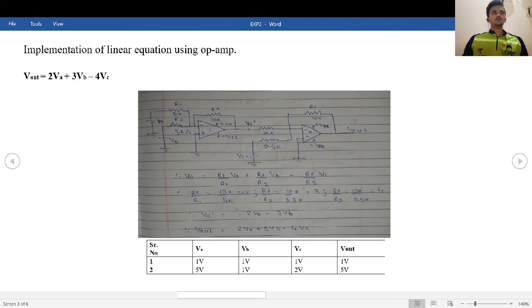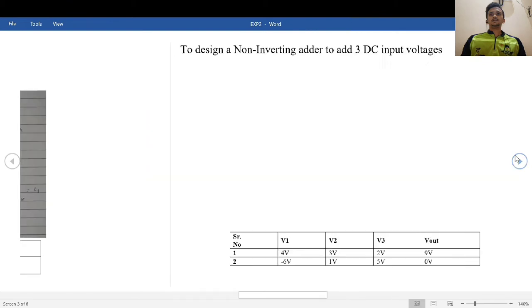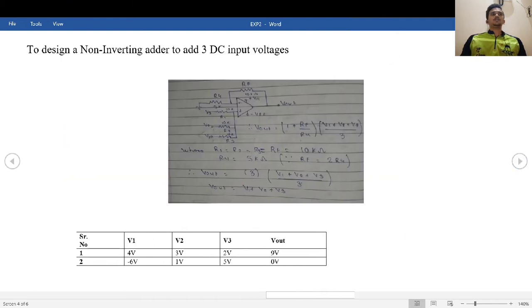It is 5 volt. Now we'll go to the next circuit, that is to design a non-inverting adder to add 3 DC input voltages. So this is our circuit. Here we'll connect the 3 input supplies, V1, V2, V3 to the non-inverting terminal of an op-amp, and this will be feedback. So our output expression will be (1 plus Rf by R4) into (V1 plus V2 plus V3) by 3.